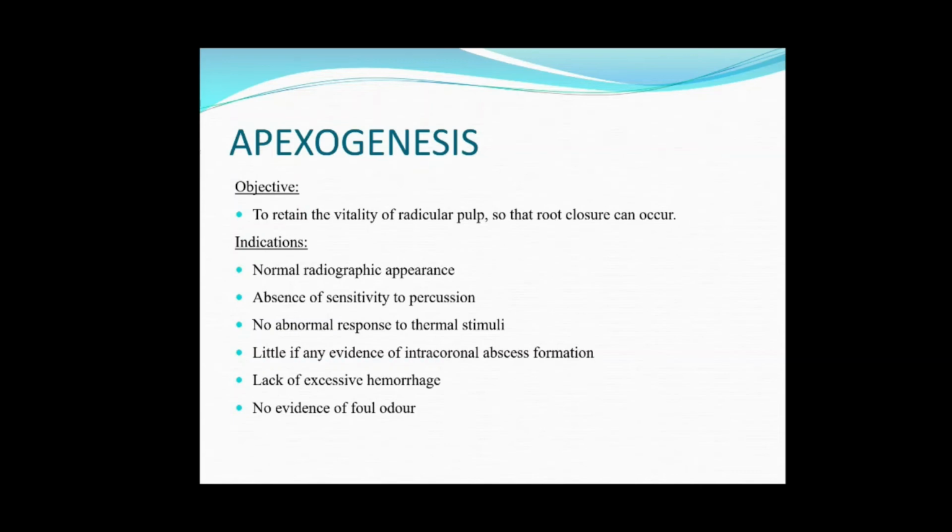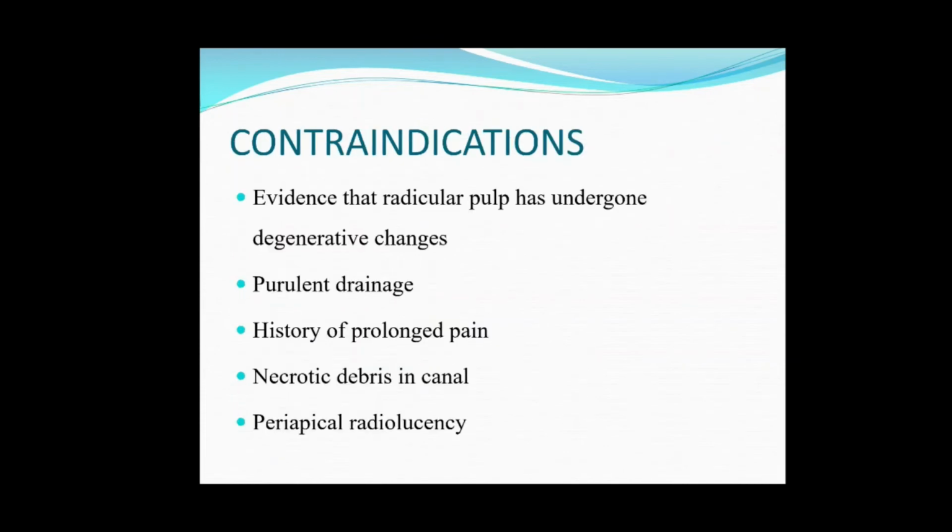the objective of apexogenesis is to retain the vitality of the radicular pulp so that root closure can occur. The indications of apexogenesis are a normal radiographic appearance of the tooth, absence of sensitivity to percussion, no abnormal response to thermal stimuli, little if any evidence of intracoronal abscess formation, lack of excess hemorrhage, and no evidence of foul odor.